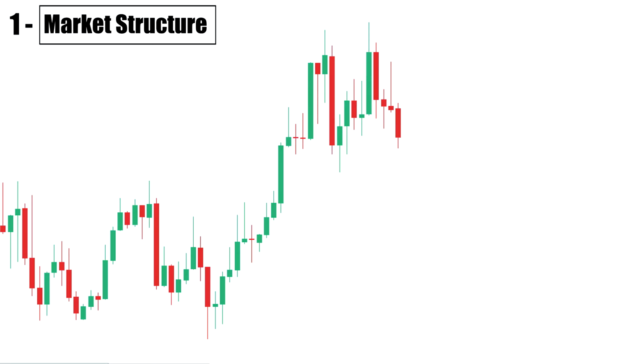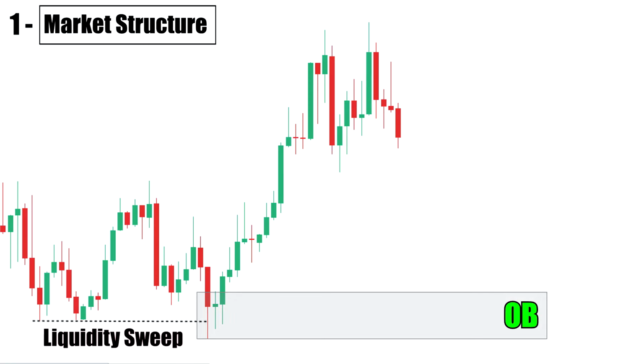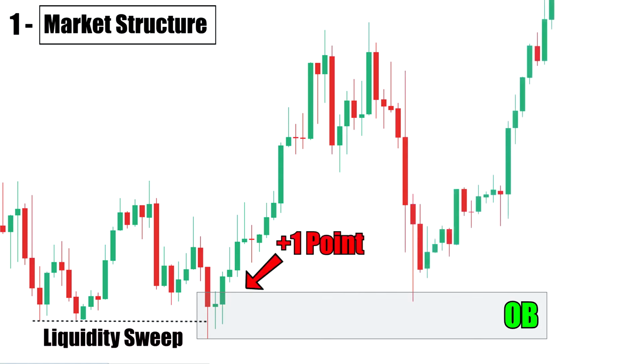In this second pattern, we have another valid order block, but this time, when we look to the left, we can clearly see that price previously swept the liquidity beneath a cluster of equal lows. So when we see that the order block forms right after a sweep of equal highs or lows, we add +1 point to its quality score. It's more likely to hold.